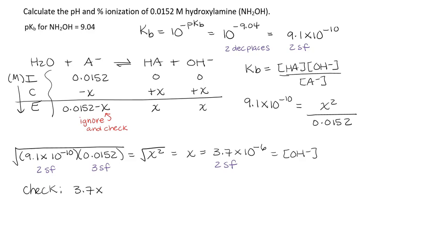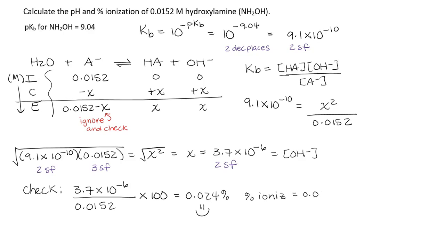3.7 times 10 to the negative 6 divided by 0.0152 times 100 gives us 0.024. And that is okay. This value is also equal to our percent ionization. So this base is only 0.024% ionized.